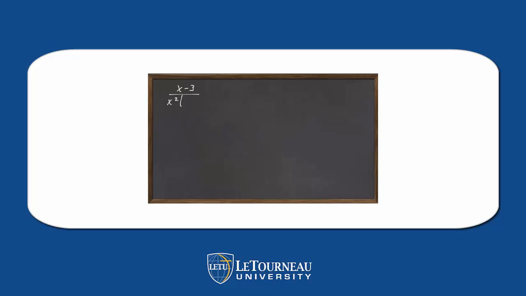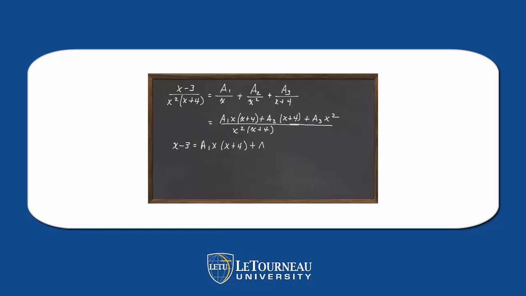Now, let's try one that's a little bit more difficult. (x - 3)/(x²(x + 4)). Take careful note of how I'm dividing this up. a1/x + a2/x² + a3/(x + 4). Also, take careful note what we get when we put it over a common denominator. Notice we get a1x(x + 4), a2(x + 4), and a3x². So we want our x - 3 to equal that numerator that's sitting there. Let's get it written down so that we can start to do some arithmetic.